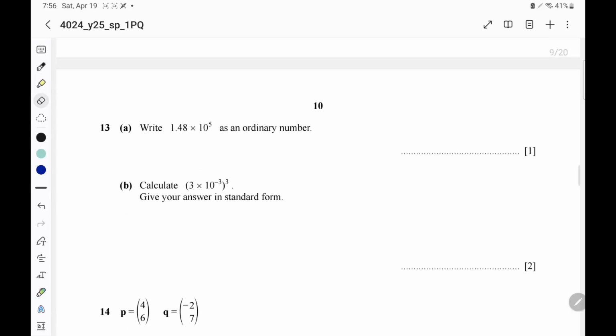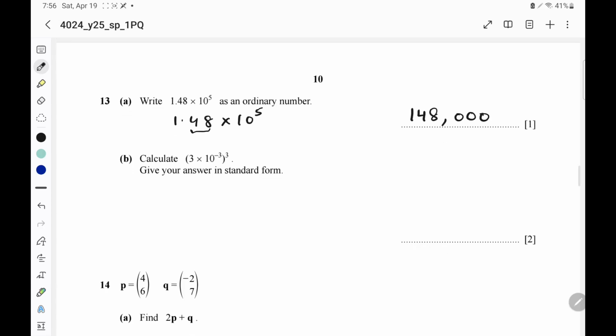Next part, question number 13. Write 1.48 times 10 to the power 5 as an ordinary number. So 1.48 times 10 to the power 5, 2 digits, 0.48 is already there, so we have to put 3 more zeros. So that is 148 and then 148,000.